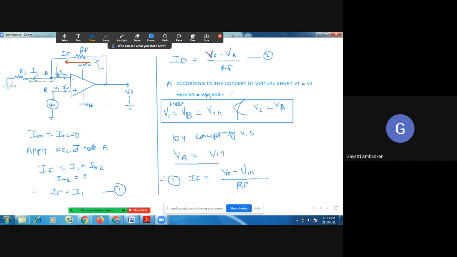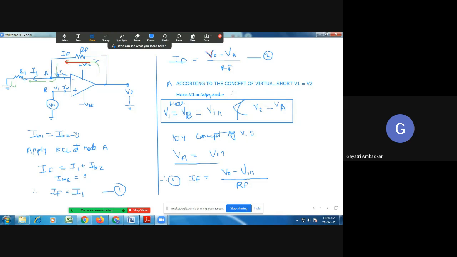Now find the value of IF. What is that? VO minus VA upon RF. Okay. But what is VA? Our voltage at VA is equal to V in. Therefore, V2 is also equal to V in, from the concept of virtual short. Therefore, replace VA. You can call this either VA or V2, whatever you find simpler. No need of using two things. So this VA can be replaced by V in. So you get this expression for IF.